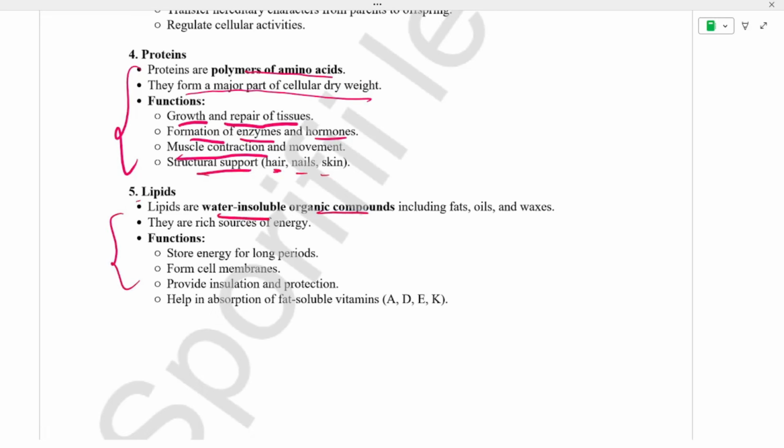They are water insoluble organic compounds including fat, oil and waxes. They are a rich source of energy. They are used to store energy for long periods, form the cell membranes, provide insulation and protection, and help in the absorption of fat soluble vitamins A, D, E, K.